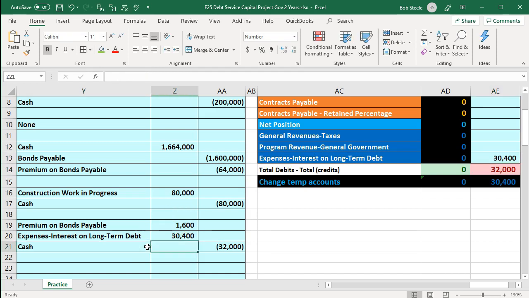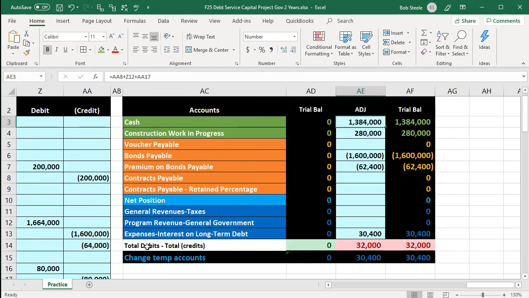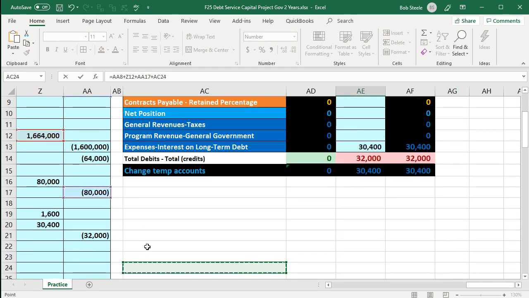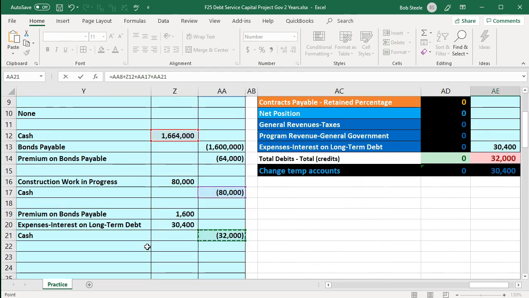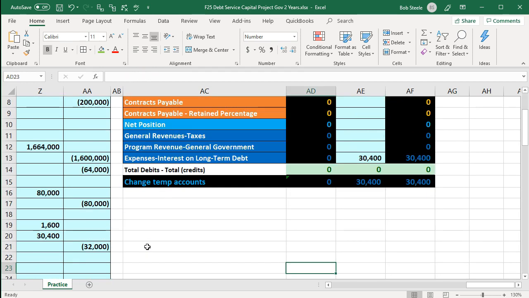Then we have cash. Cash is going to be the credit. Scrolling back up top, we are in cell AE3, F2 plus F2, and then we'll pick up the cash, which is decreasing for that 32,000, and there we have it. So that puts us back in balance.